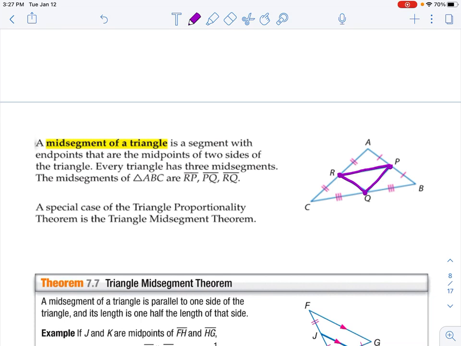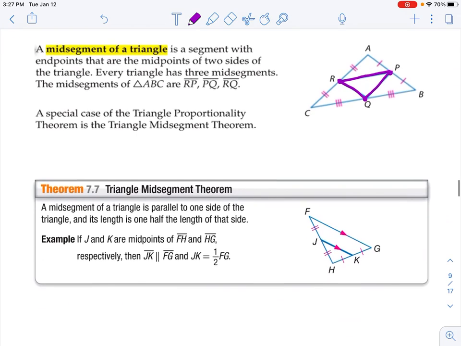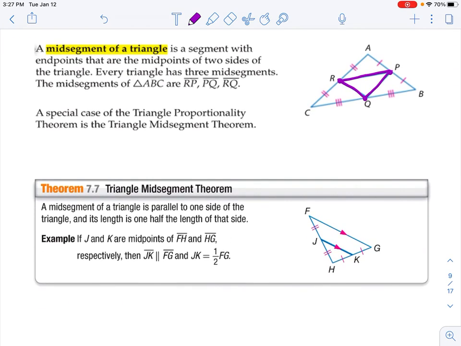A special case of this triangle proportionality theorem is the triangle mid-segment theorem. A mid-segment of a triangle is parallel to one side of the triangle, and its length is 1/2 the length of that side. So, you know that we have a mid-segment here. That means these sides are split into congruent pieces. The cool thing about this is, in this case, and all cases like this, the triangle mid-segment theorem tells us that JK is half the size of FG. So let's use it.